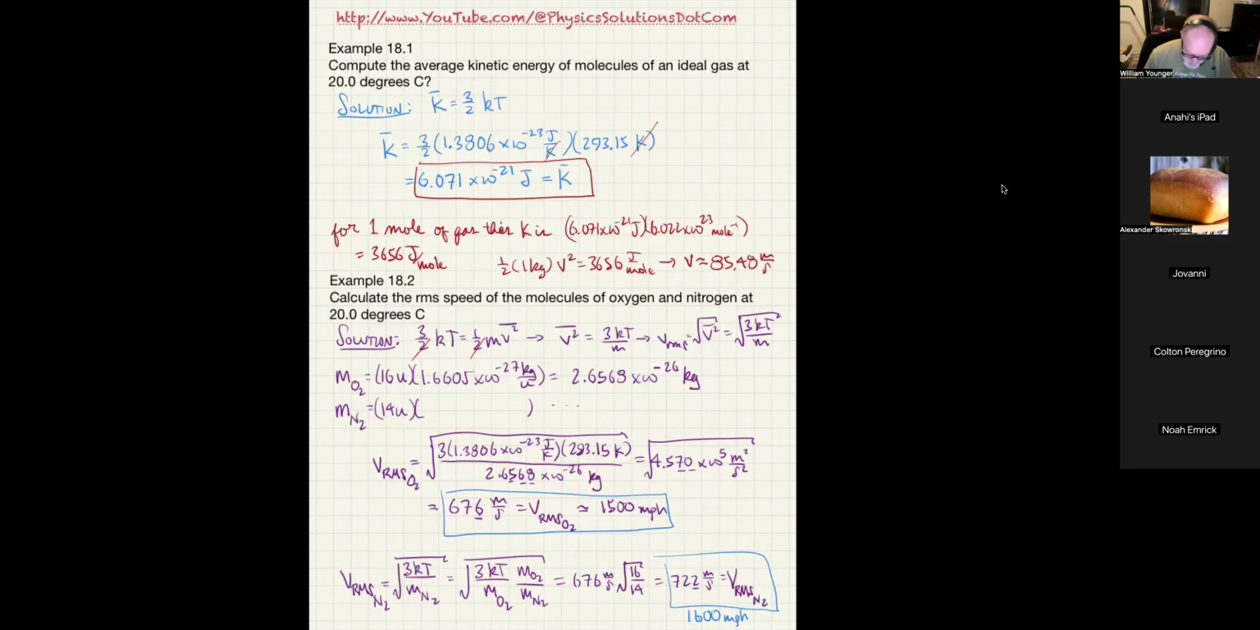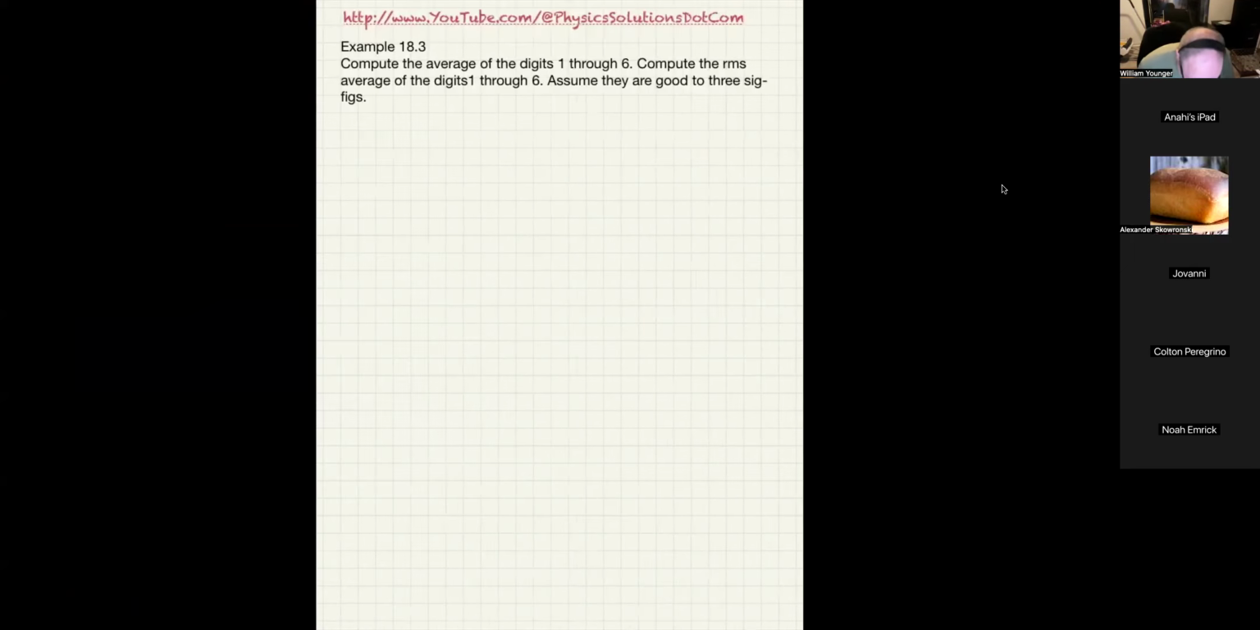All right, so let's press on. Now, compute the average of the digits 1 through 6, and then compute the root mean square average of the digits 1 through 6. Assume they are good to 3 sig figs. This is a question where I want you to understand the difference between a root mean square velocity and just an average velocity. So let's start off with the average of the first 6 digits.